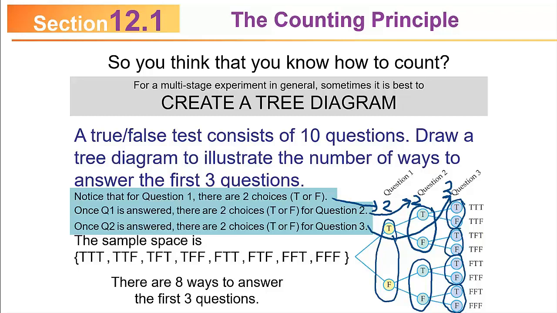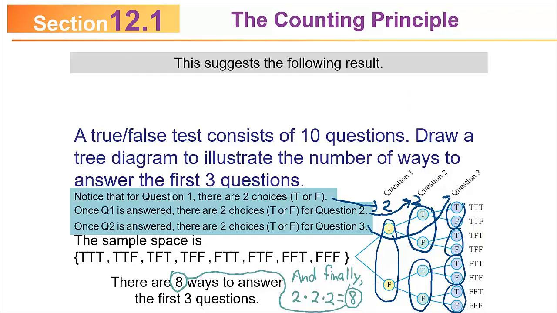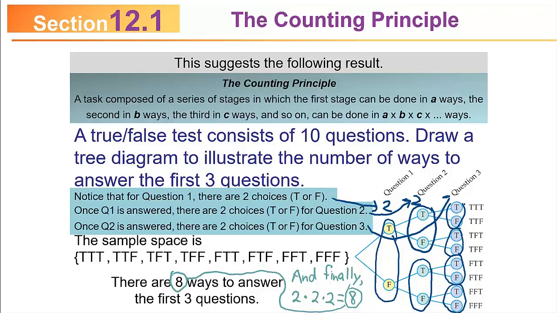Now, think about this a minute. 2 times 2 times 2 is equal to 8. Is it simply a coincidence that we got 8, which is what we got earlier when we simply counted all the branches? We certainly haven't proven anything, but it turns out that this is more than a coincidence. It suggests a result which turns out to be the case. It's called the counting principle.